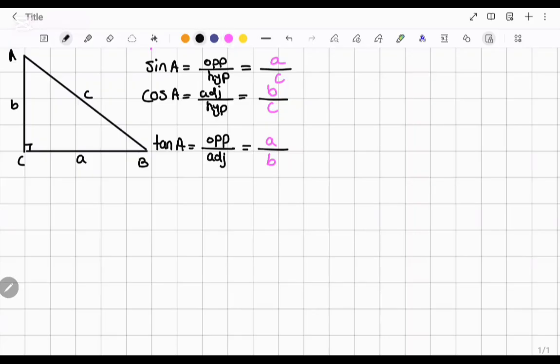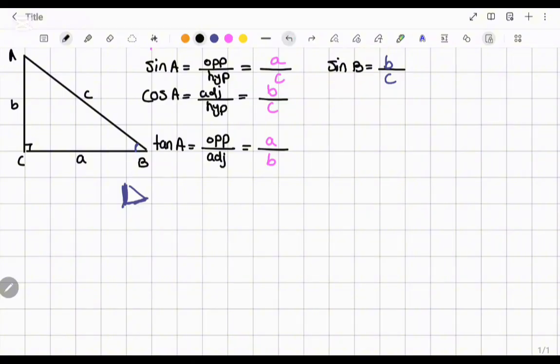I'm going to find the same thing for angle B in the same triangle. So sine of angle B is going to be opposite over hypotenuse. This is angle B. What is opposite to angle B? If this is angle B, what's in front of B is this side, so it's going to be B. And the hypotenuse is going to be C.